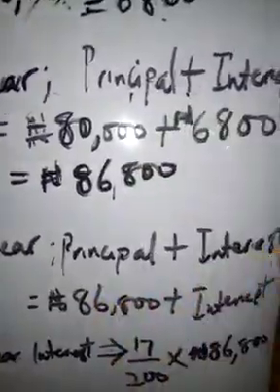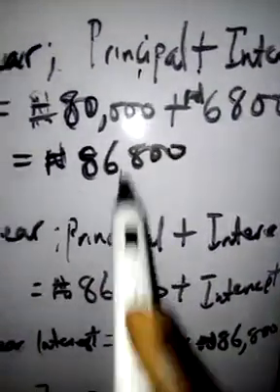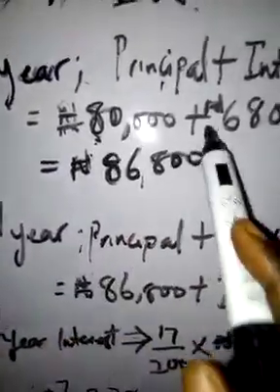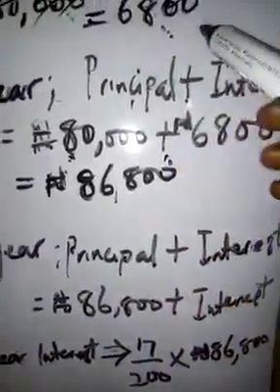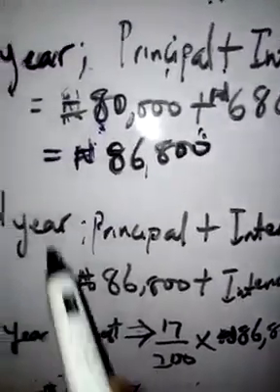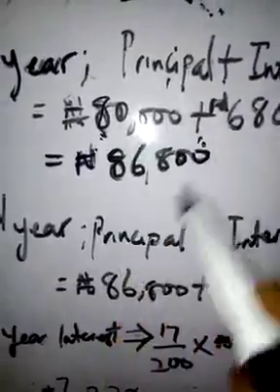So for the first year, you have principal plus interest. So what is now the principal for the first year? You remember that it is 80,000 plus the interest that we have, that is 6,800, which when you add it will be 86,800.